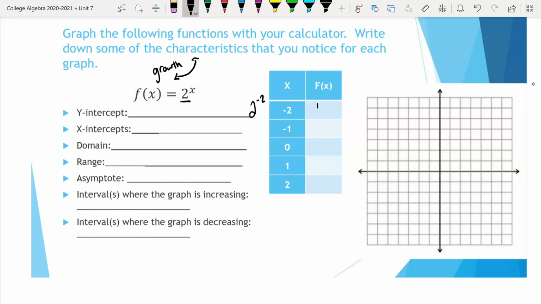which I would type into my calculator, I would get 1/4. If I did 2 to the negative first power, I would get 1/2. 2 to the 0 power, if you guys remember anything, the 0 power is 1. 2 to the first power would be 2. 2 to the second power would be 4. And I just replaced the x with the x values in my chart. So I'm going to go ahead and graph that. -2, 1/4. -1, 1/2. 0, 1. 1 goes up to 2. And then 2 goes up to 4.